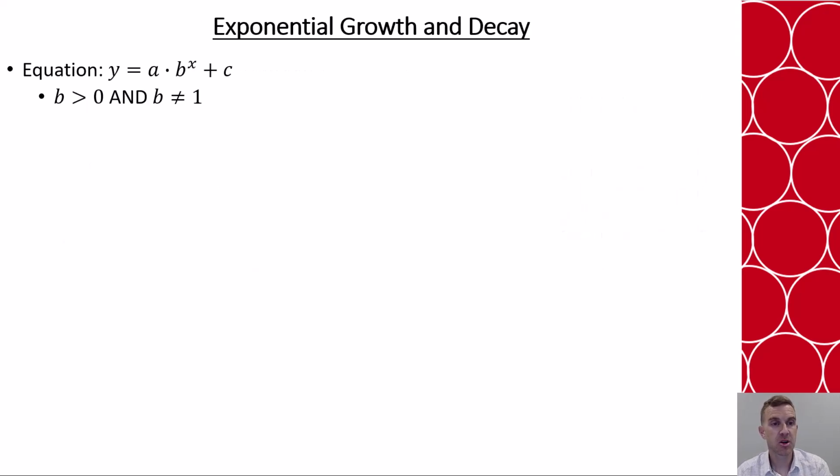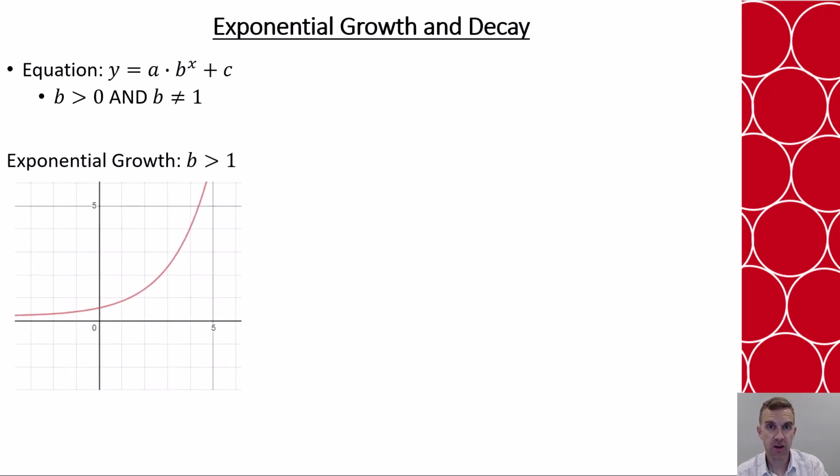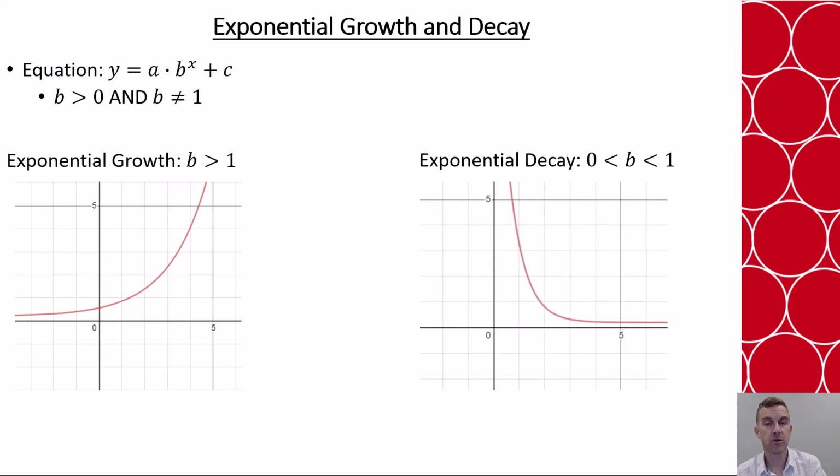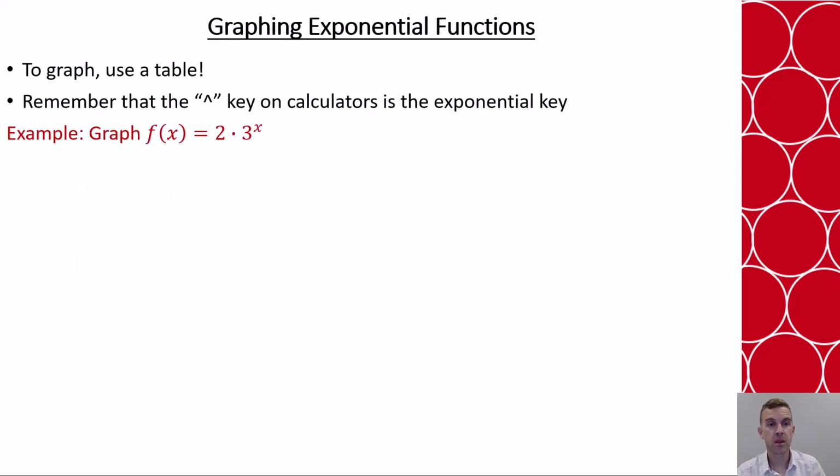So let's look at some components to this that are important to recognize. When we're looking at growth, that means the base has to be greater than 1, and that's when we get those very sharp curves upward. Whereas if it's between 0 and 1, it cannot touch 0, it cannot touch 1, that's when we get our exponential decay, which you hear a lot about with radioactive isotopes.